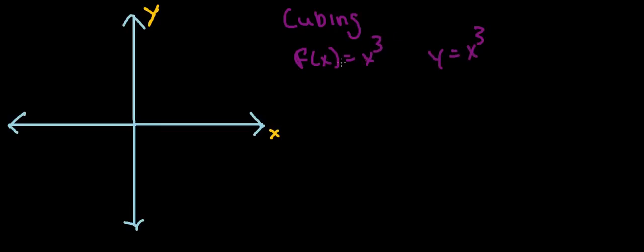Next we'll just do the cubing function. So that's f of x is equal to x cubed, or y is equal to x cubed. And the graph looks like this.